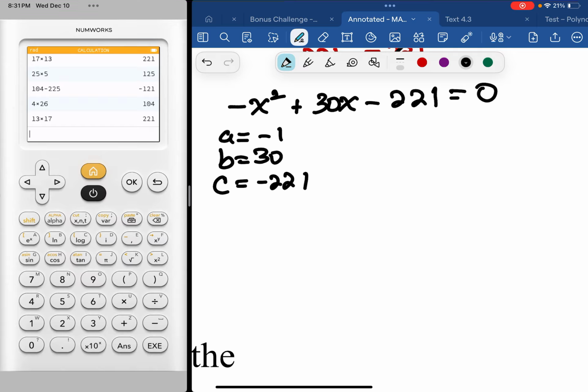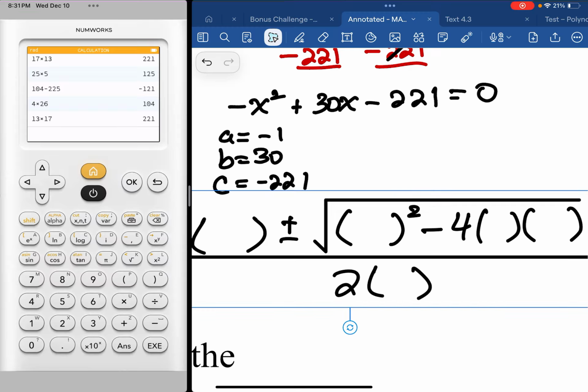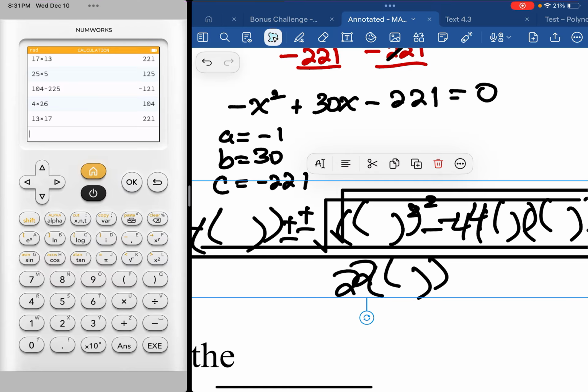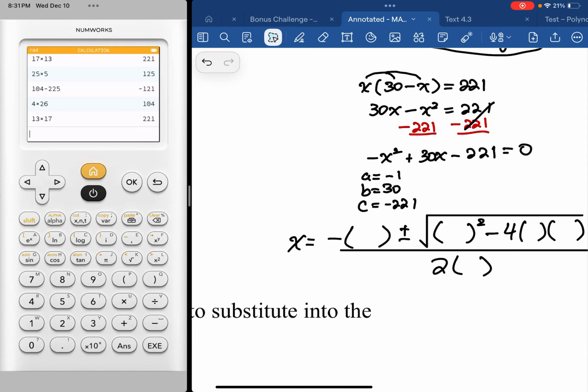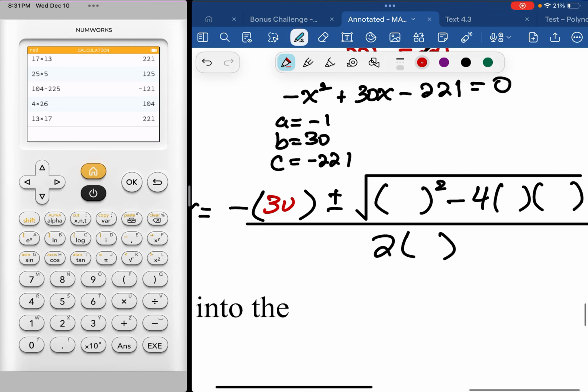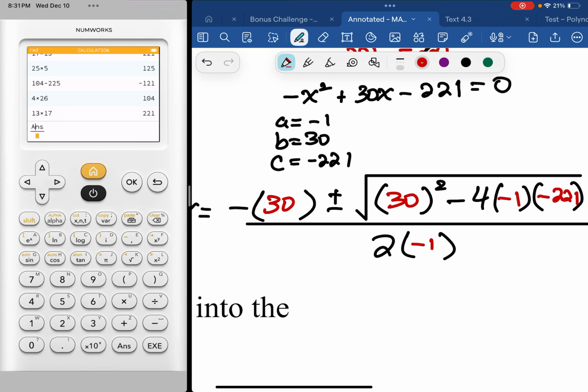Saved it for later, just like I said. Oh, undo. So I'm going to plug into this formula the relevant values. So 30, -1, -221. Pop it into my calculator. So I'll do a fraction, wipe out the a and s.